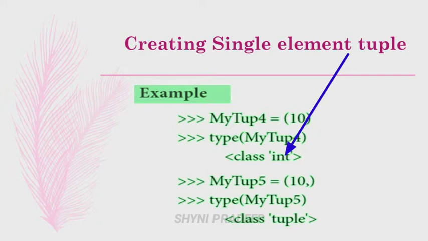See the next example, my tuple 5 is equal to 10 comma. So when you give type of my tuple 5, the output will be displayed like this, class tuple. So if you do not give a comma, Python will consider this element as an ordinary data type, but if you give a comma, it will be considered as a tuple.